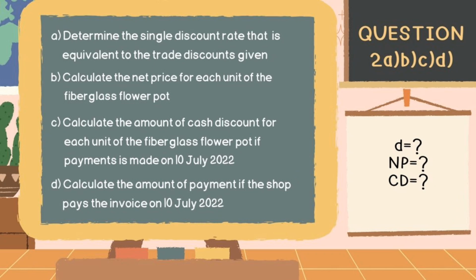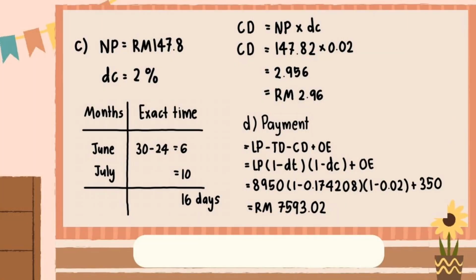Calculate the amount of payment if the shop paid the invoice on 10 July 2020. For this question, we need to use the payment formula. Payment equal LP minus TD minus CD plus OE. For LP equal 179 times 50 equal RM 8,950. So after doing the calculation, you will get RM 7,593 ringgit 2 cents.